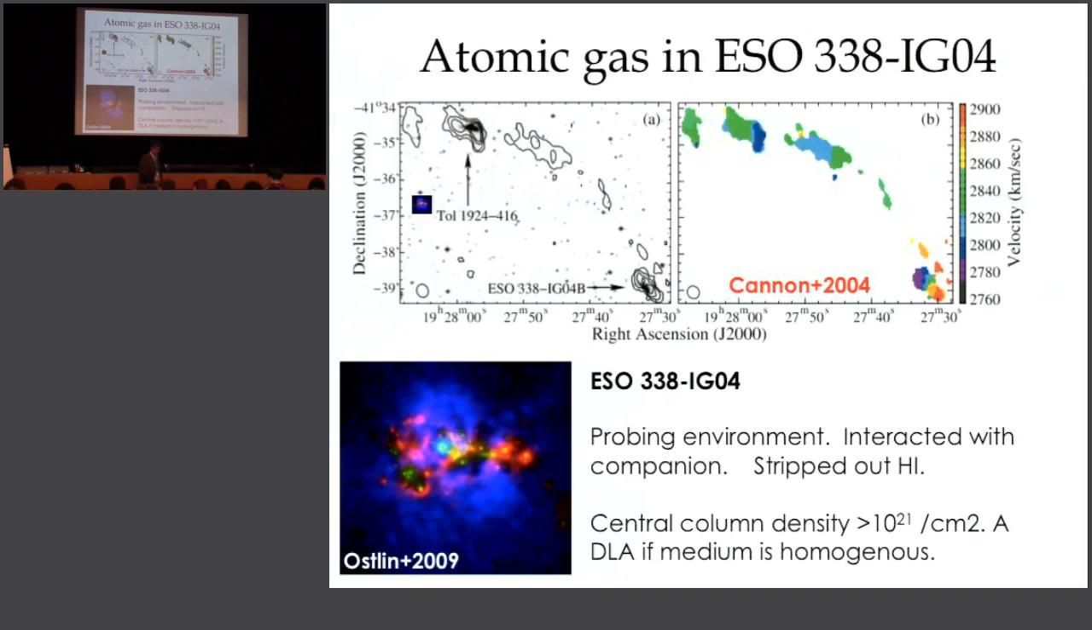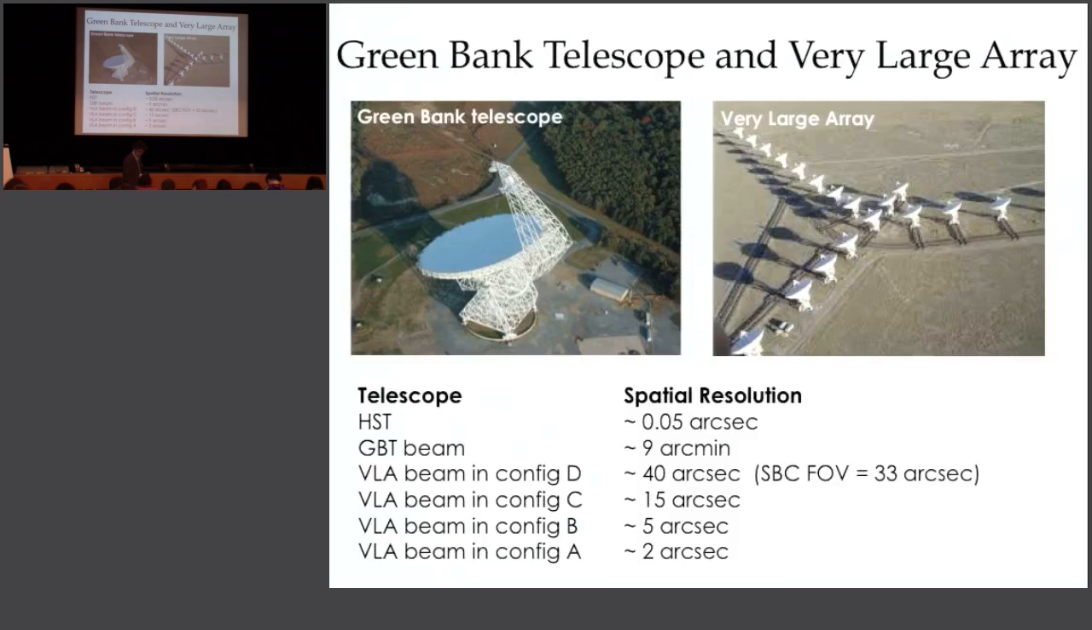This ISM is not going to be completely homogeneous, if only we could get down to the scales to see it. So these are the tools that we use: the Green Bank telescope, 100 meter radio telescope here, and the VLA. Just to compare the resolutions: HST, exquisite spatial resolution, 0.05 arc seconds. Green Bank telescope, 9 arc minute beam. VLA config D, 40 arc seconds, only a tiny bit bigger than the HST field of view.